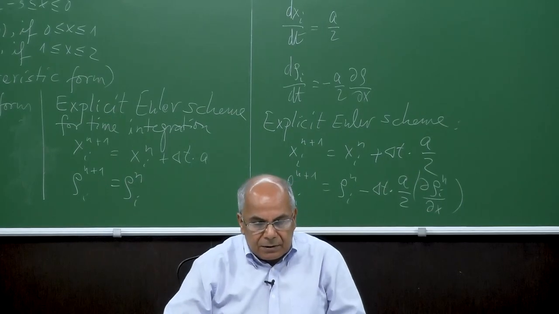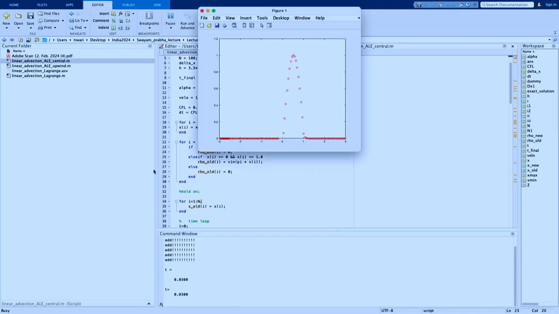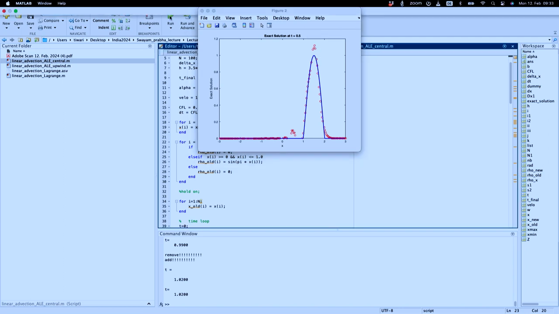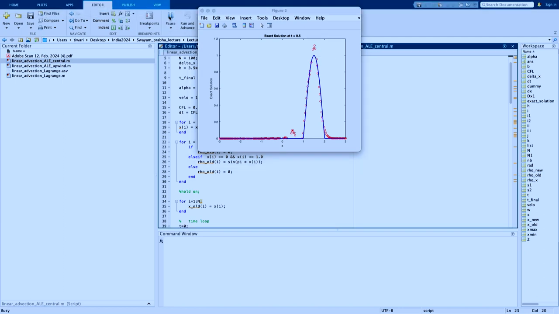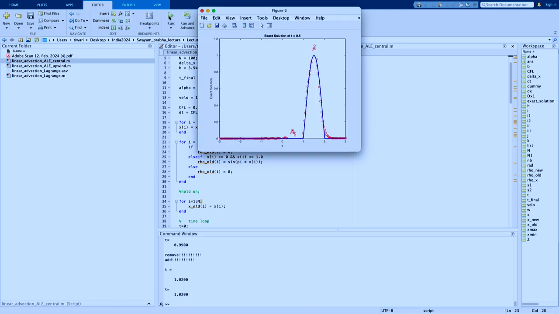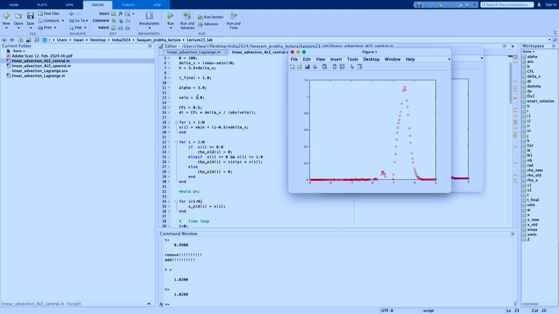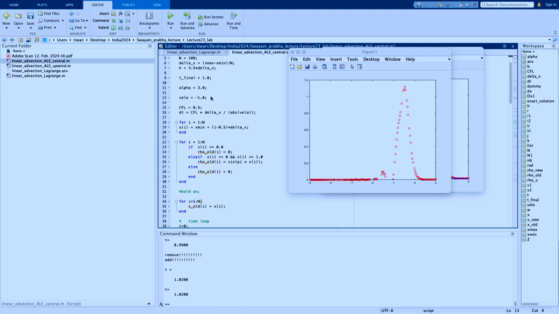Let us see how it is. Now, you see the problem. There is oscillation here. So we have seen similar phenomena in the central difference scheme in the finite difference. Now, it is also the same. So I start with a very continuous function, but I start getting oscillation. If I give the negative value, it should also give the same. Let us check if I move in the opposite direction.